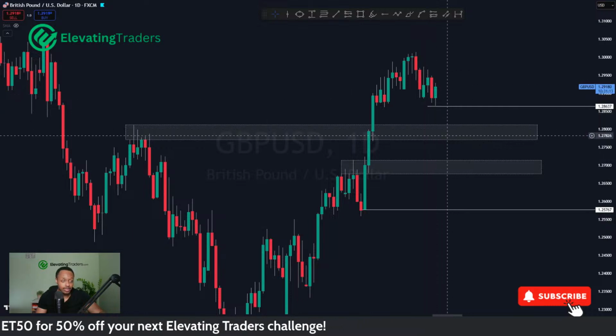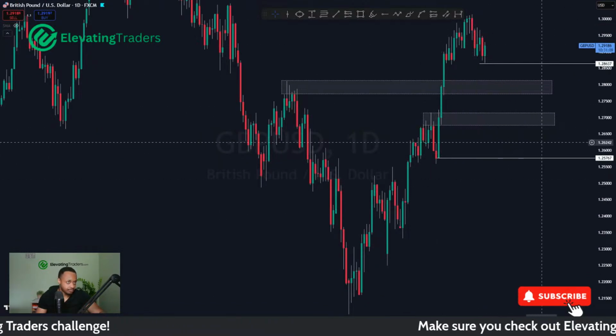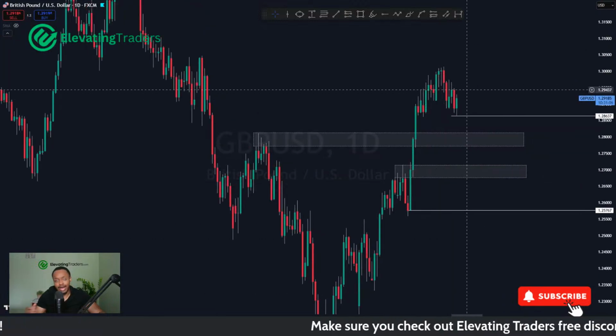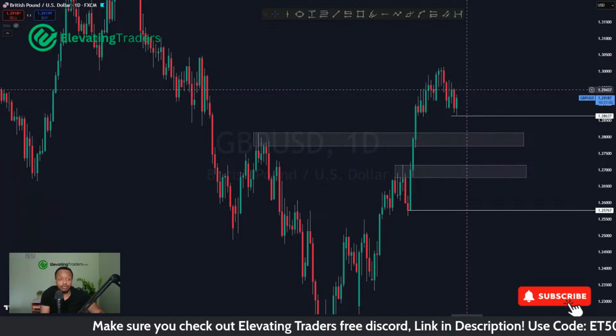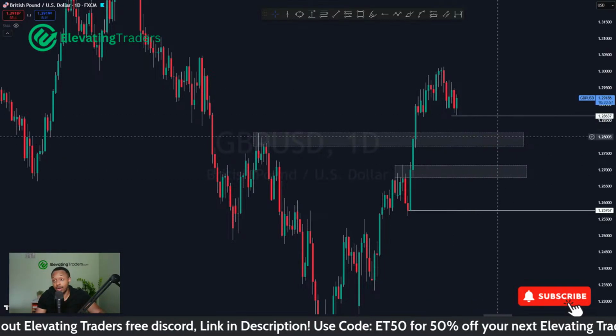Possibly we might see price correct and continue. There's a lot of momentum to the upside here for pound, so I just wonder how big of a correction we'll see. Depends on the dollar as well. If dollar can get to 105.5, then yeah, maybe we do get to 1.27. But those are the two areas I'm looking at.